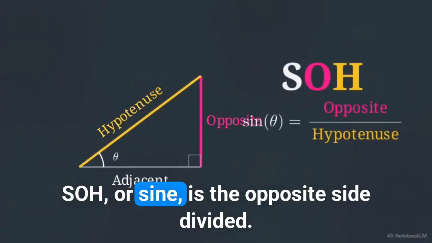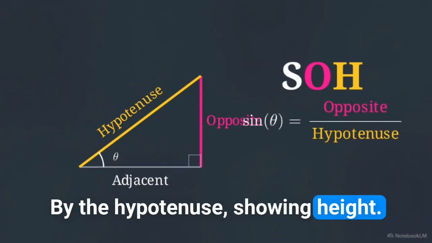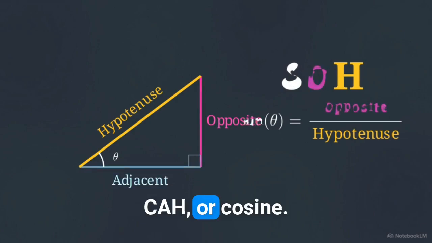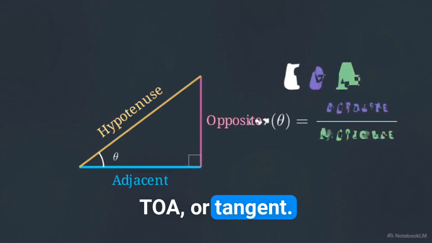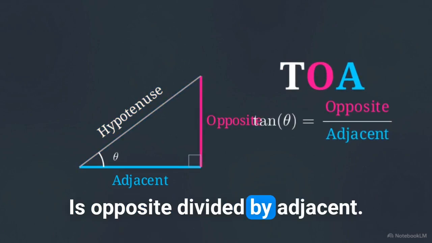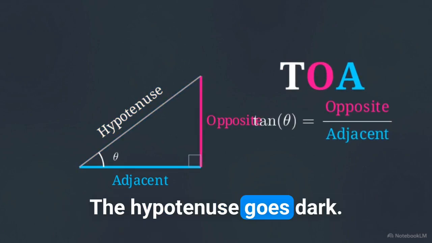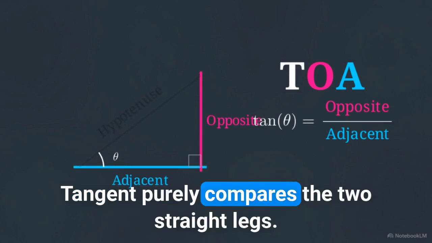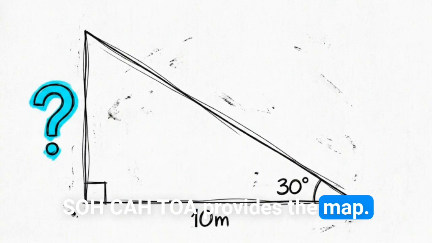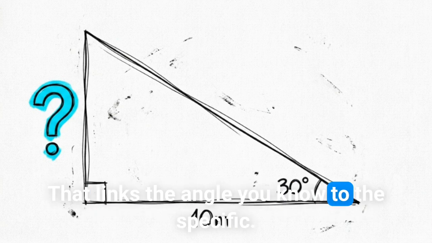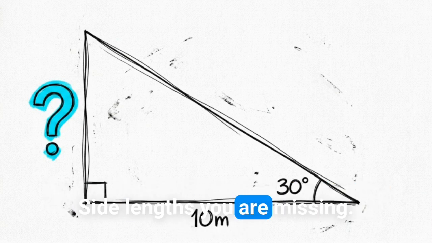SO, or sine, is the opposite side divided by the hypotenuse, showing height. CA, or cosine, is adjacent divided by hypotenuse, showing width. TOA, or tangent, is opposite divided by adjacent. The hypotenuse goes dark. Tangent purely compares the two straight legs. SOH CAH TOA provides the map that links the angle you know to the specific side lengths you are missing.